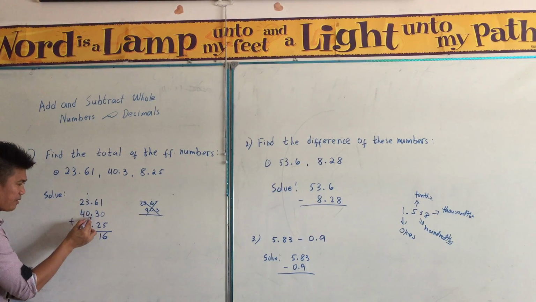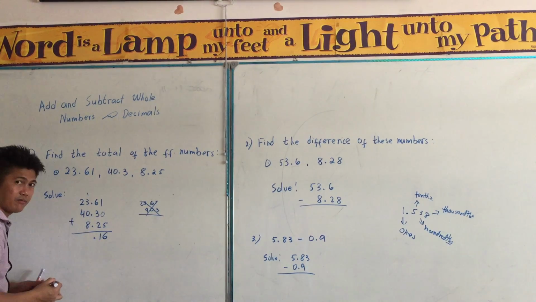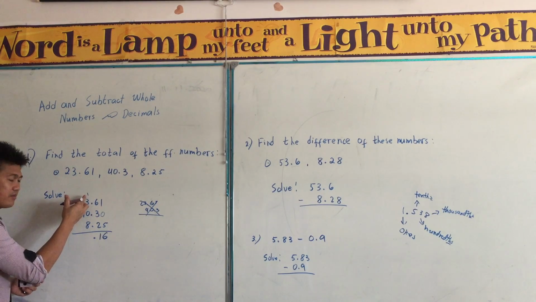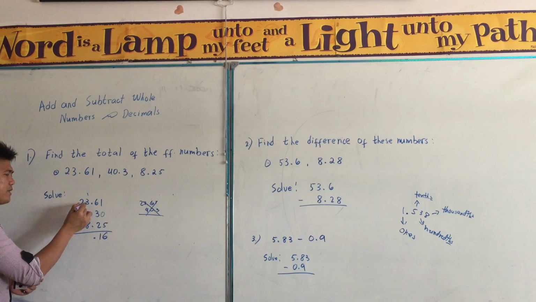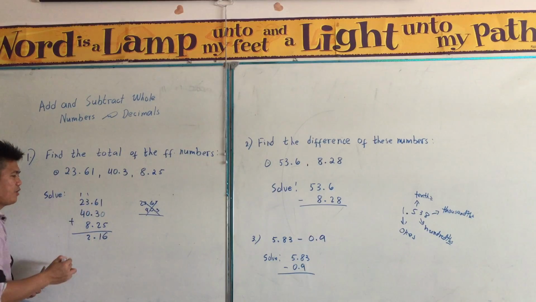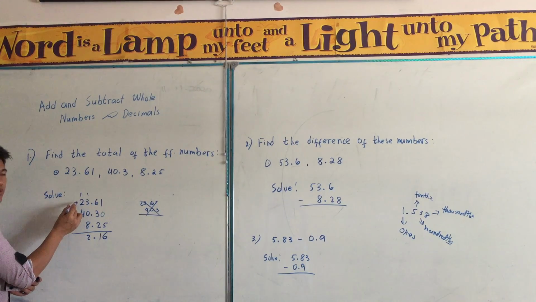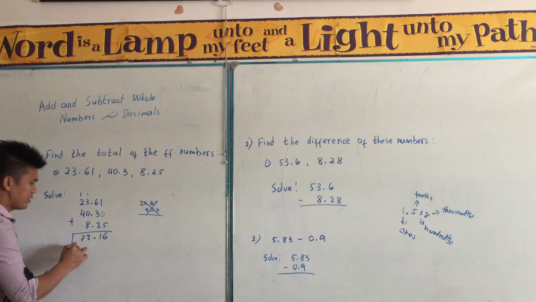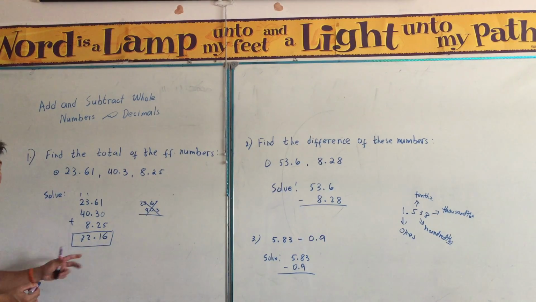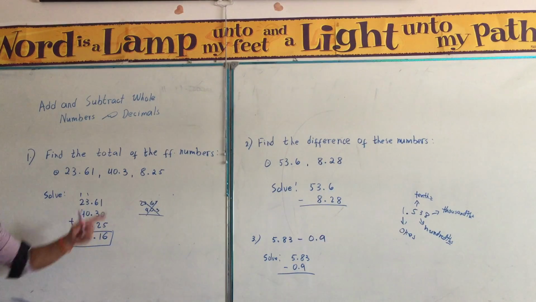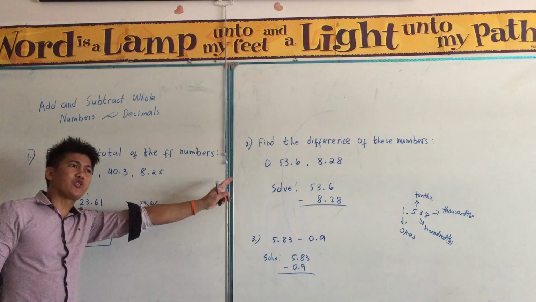Then there's a decimal here, so you have to write the decimal also there. Okay, but you have to carry on the one there. Okay, 1 plus 3, 4. Plus 0, 4. Plus 8, 12. So 12, carry 1. Then add 1 plus 2, 3. Plus 4, 7. So your answer is 72.16. Okay, I hope that you understand this. It is very important, especially when we go to the subtraction.